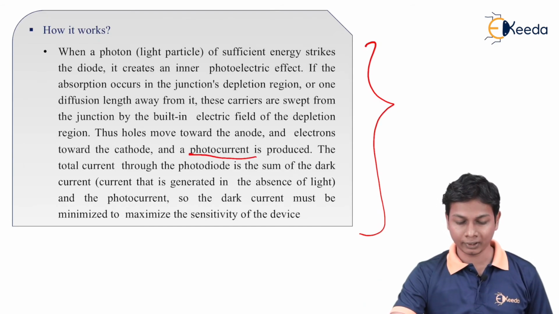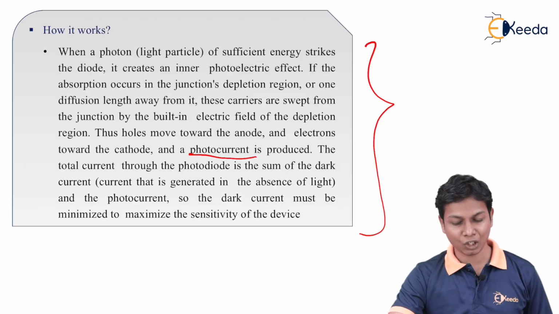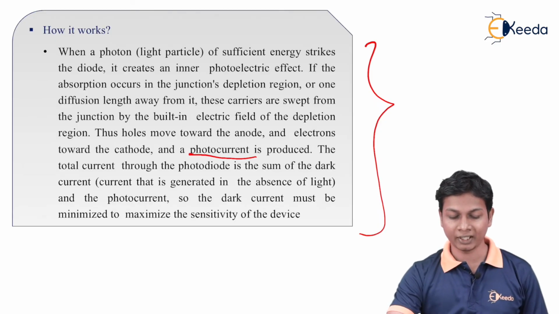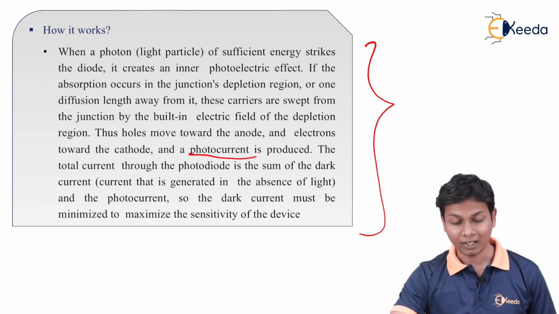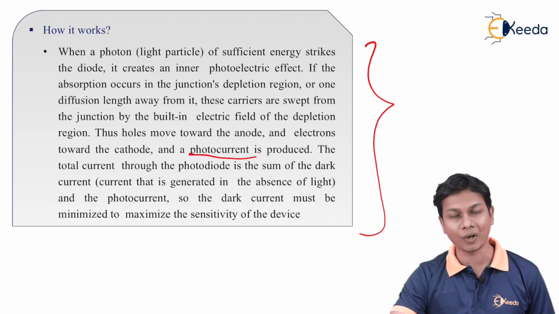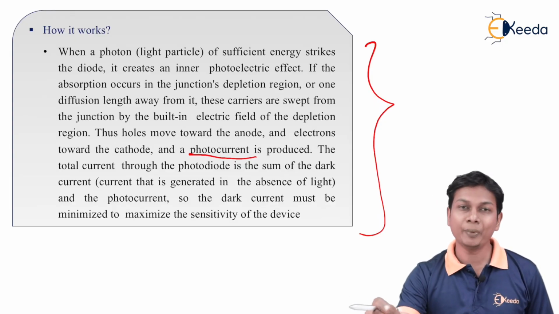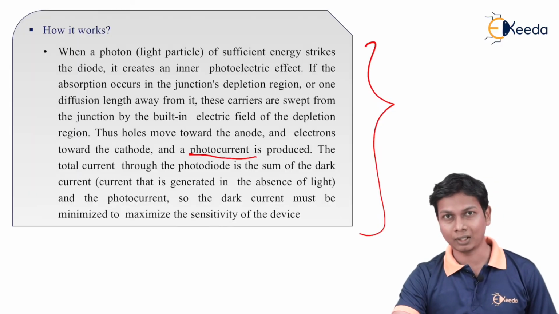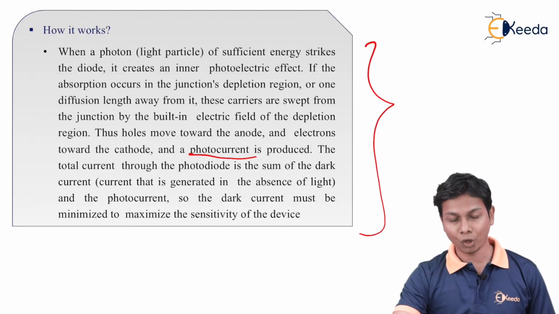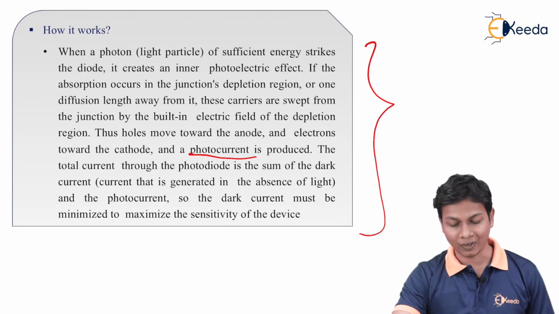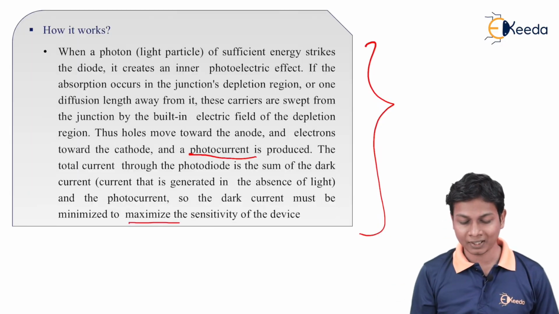The total current through the diode is the sum of dark current, which is nothing but the current generated in the absence of light, and the photocurrent. So the dark current must be minimized to maximize the sensitivity of the device. The ambient light, or you can say natural light, plays a major role in these devices for maximizing the sensitivity.